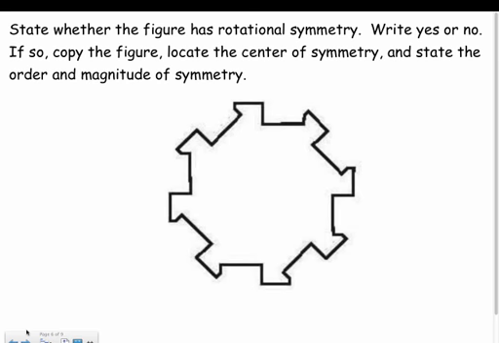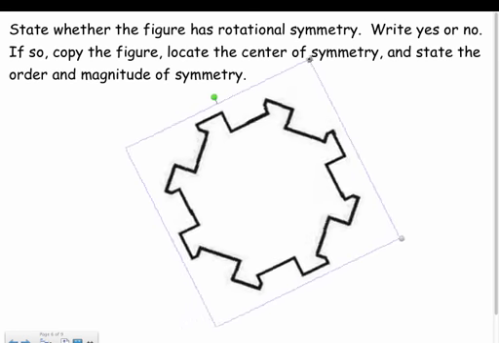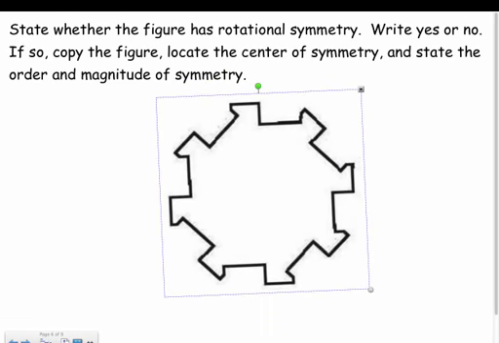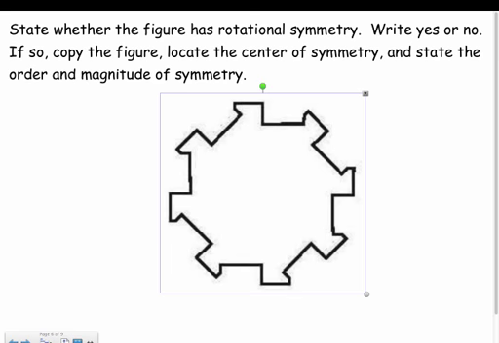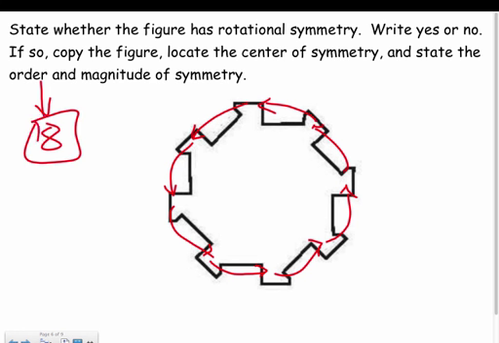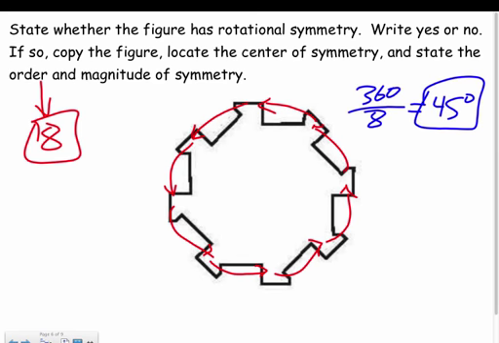Well, what about this one? If I take a look and start rotating it, it looks like, yep, it's going to rotate. It's going to have the exact same image, right? So let's take a look how many turns it's going to take. Well, 1 turn, 2, 3, 4, 5, 6, 7, 8 total turns. So it's got an order of 8 and a magnitude, well, it took 8 turns to go 360. So that leaves us with 45 degrees for each turn. There we go. So that's a little bit about our rotational symmetry.